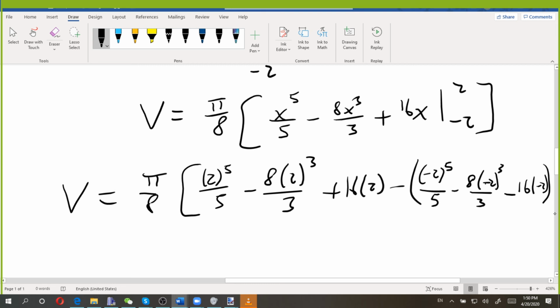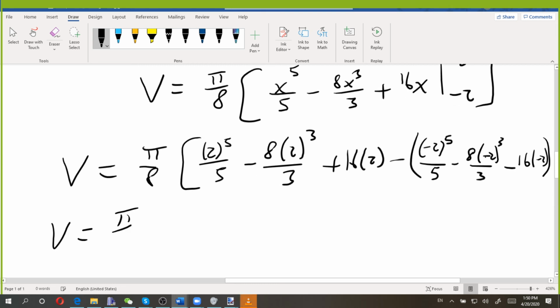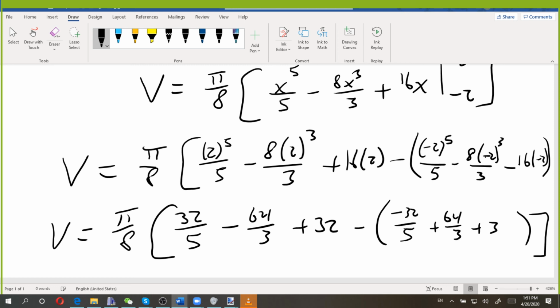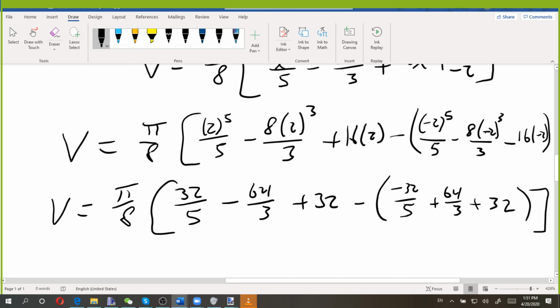So I've got 2 to the fifth power, which is 32. Minus 2 to the third power is 8 by 8 is 64 over 3, plus 32. Okay, minus, if you look on the other side, we'll end up with the same values. Negative 32 over 5 plus 64 thirds plus 32. Negative, negative, negative. It's actually minus 32. Or will be. I haven't distributed that negative yet. Okay. So when I go to add these together, they'll end up doubling.